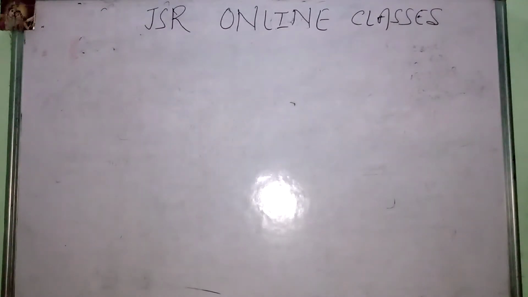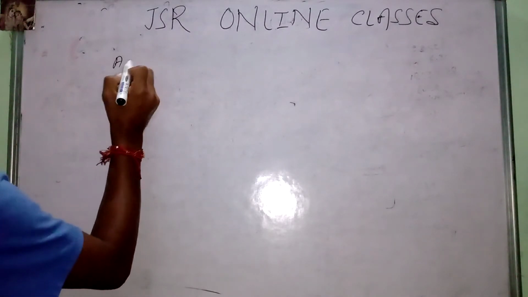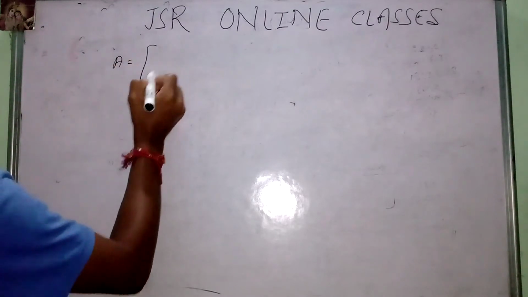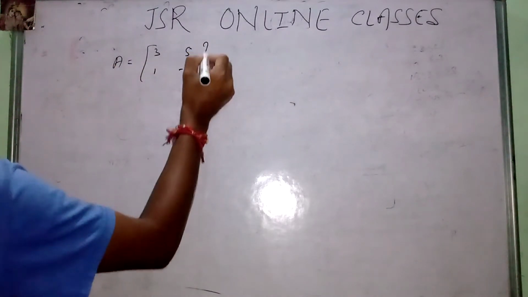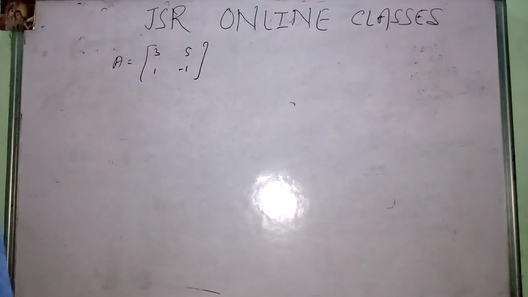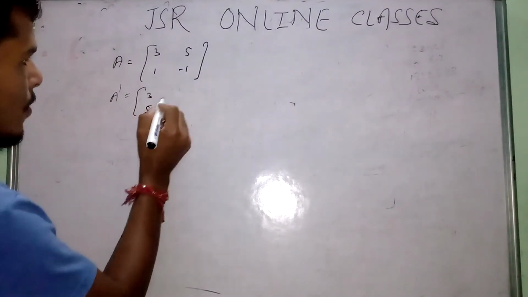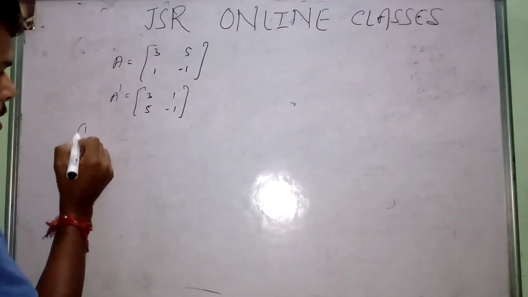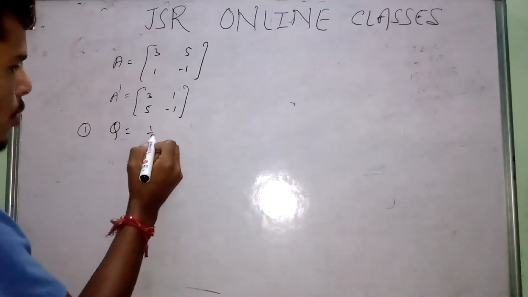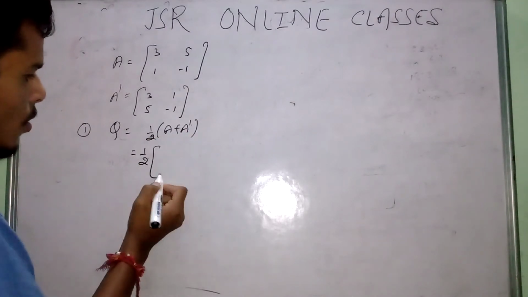I am taking an example. Suppose we have given A is equal to 3 1 5 minus 1. First of all, I will find its A dash. This would be 3 5 1 and minus 1. Now the first step is that Q is equal to 1 by 2 of A plus A dash.